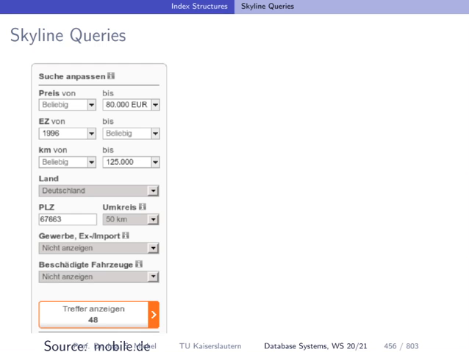You see here the price of cars, and what I did here is to specify that the price should be up to 80,000 euro, and the first registration date should be between 96 and open-end. That means as new as possible is also okay. And kilometer, so the mileage, up to 125,000. And some other information, for instance, the zip code and the radius around the zip code. And you see the search engine then tells me that there are 48 hits to my query.